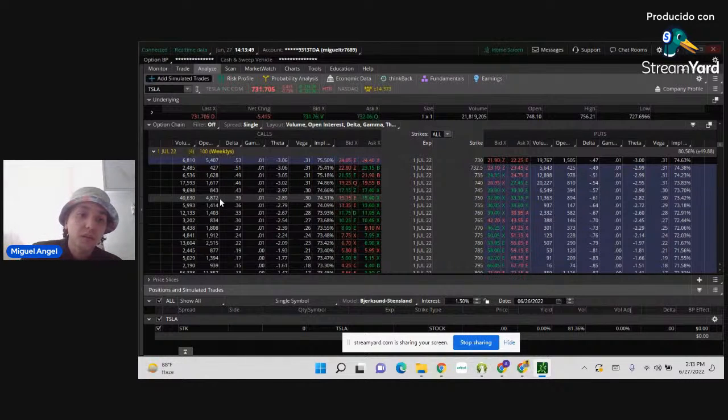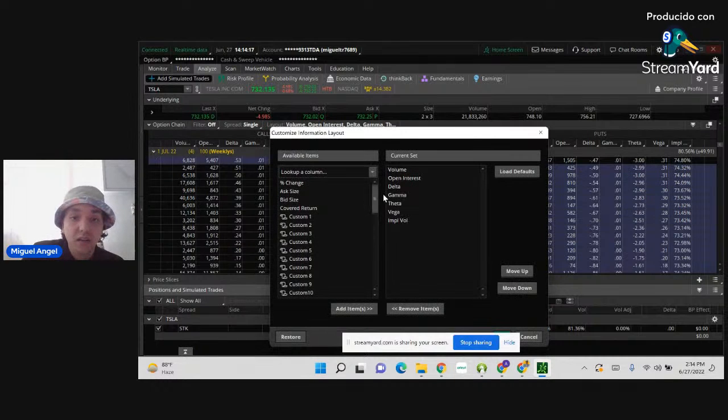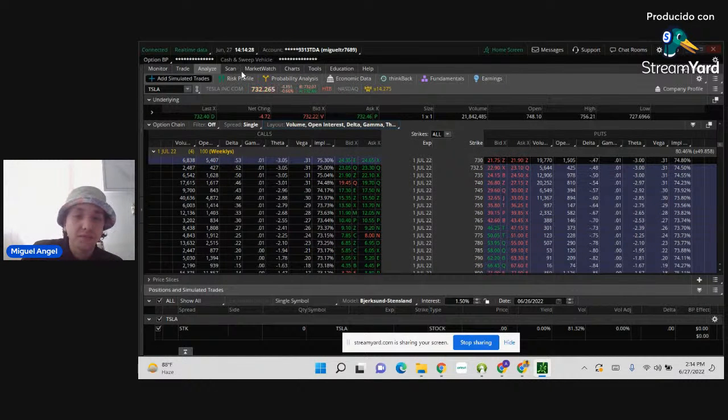Sometimes it's very important because if you see that a lot of people are staying in that contract after a few days, it means that it is very likely that price might be moving to that area, because they know information that we don't. So that is why I use the open interest and the volume. In case you have any questions on how to activate this, you can go to customize, and here you have the volume, open interest, delta, gamma, theta, vega, and implied volatility. Perfect. All right, moving on.